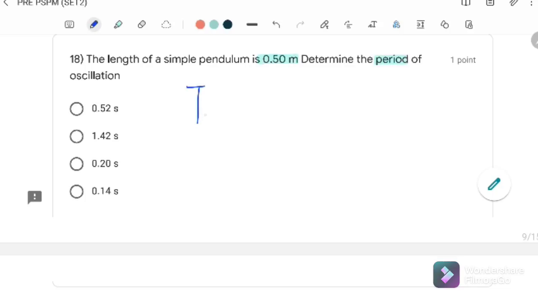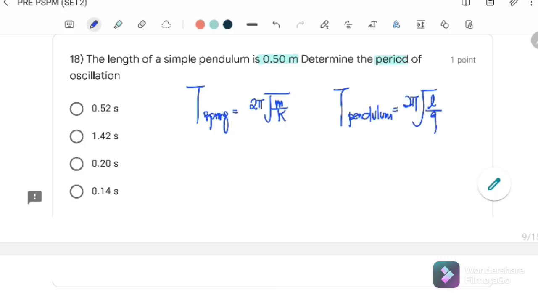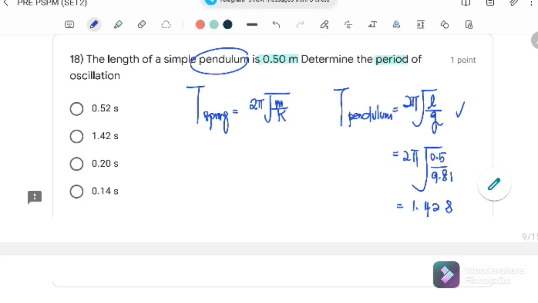So for period, we have two types. For the spring, period equals 2 pi square root of mass over k. Period for the pendulum equals 2 pi times square root of length over g. Since the question says it's a pendulum, we will use the second equation. So we substitute in the values, where L is 0.5 and g is the acceleration, equal to 9.81. For question number 18, the answer is 1.42 seconds. So the answer is B.